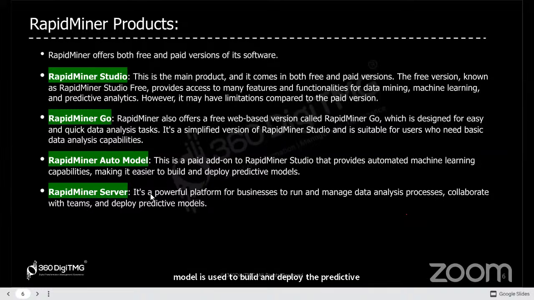The fourth one that we have is RapidMiner Server. What is RapidMiner Server? It is a platform for businesses to run and manage data analysis processes, collaborate with the teams, and deploy the predictive models. Just like you have Tableau Server or Power BI Service, it is nothing but a collaborative platform. So here also, it is a platform for businesses to run and manage data analysis processes, collaborate with teams, and deploy your predictive models. This is the fourth product, RapidMiner Server.